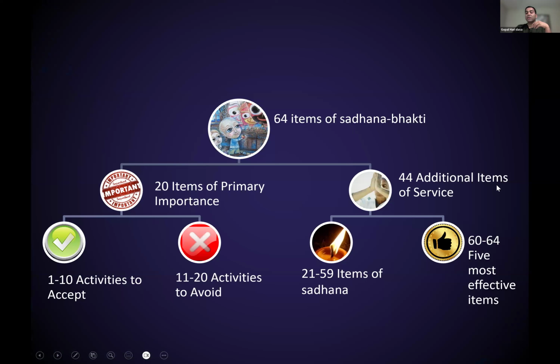And then there are 44 additional items of service. 21 to 59 are items of sadhana. And 60 to 64, the last 5, are the 5 most effective items of devotional service. So even though these 5 are not part of the list of 20, which is of primary importance, the last 5 are the most effective items of devotional service.